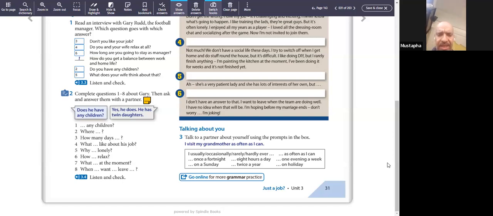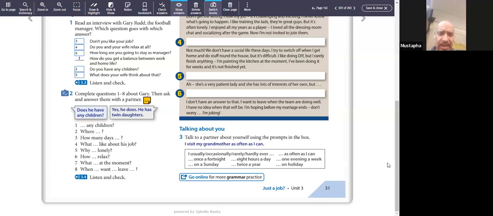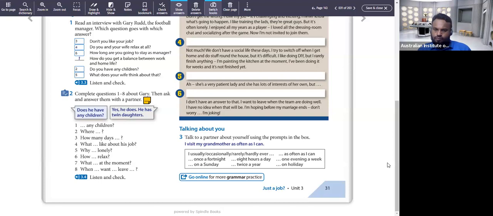I visit my family. I visit my family twice a year. Twice a year. Okay, good. So you visit your family twice a year. Okay, beautiful. I go to the market on Sunday. You go to the supermarket on Sunday. Beautiful. Next.